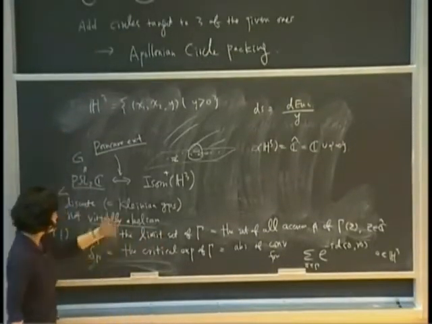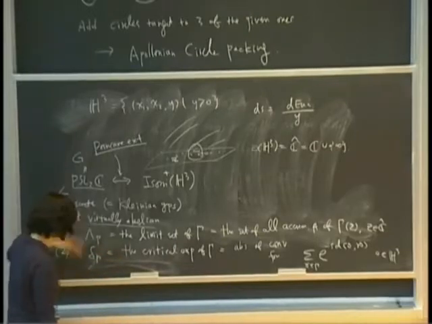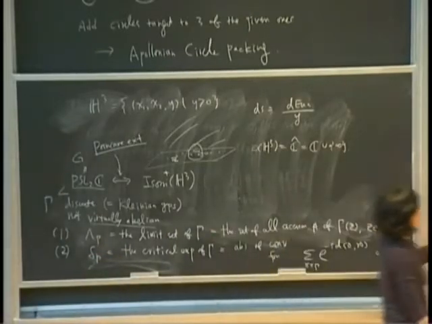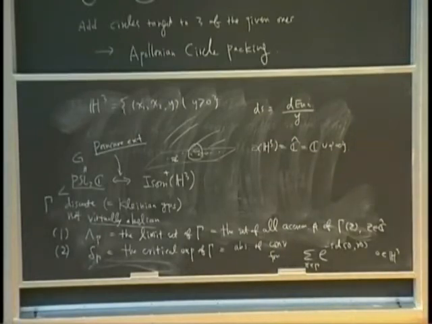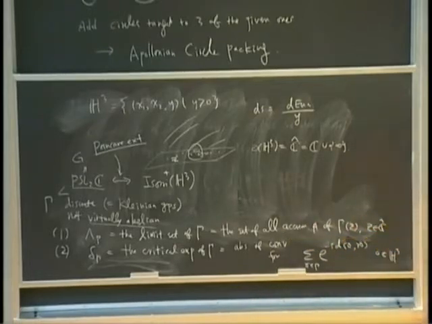Virtually abelian means up to finite index is abelian. So it has a subgroup of finite index which is abelian, and not virtually abelian means the opposite of that. The virtually abelian case actually corresponds to the case that the limit set has at most 2 points. So you want to eliminate that case.